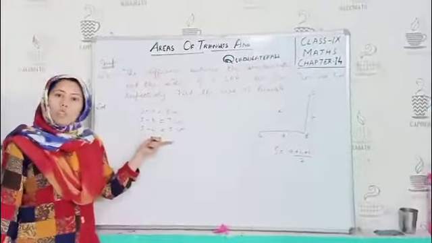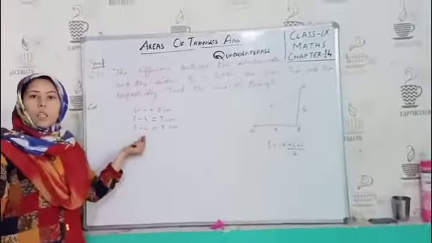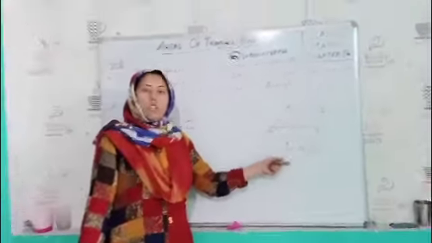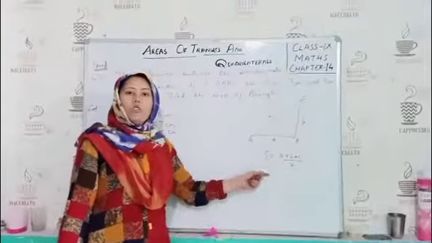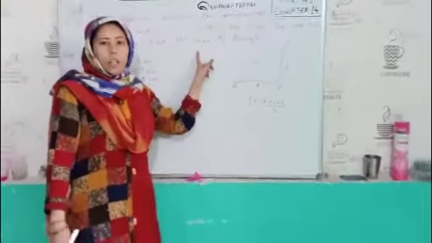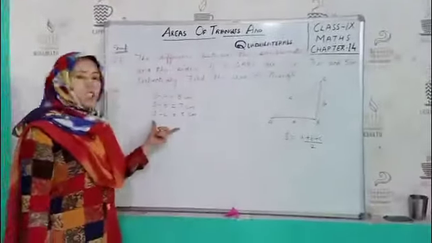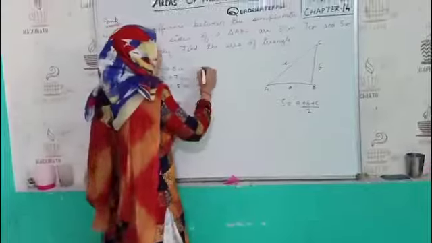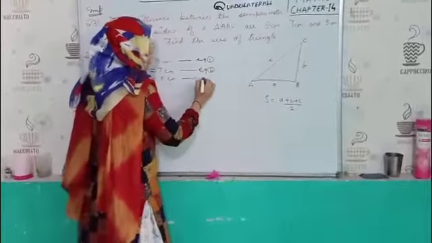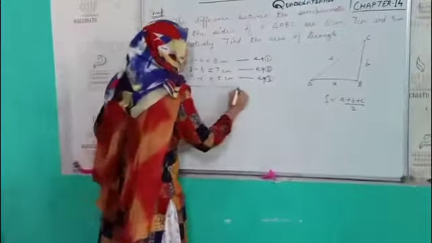These values are given. We don't know the value of s, and we don't know what a, b and c are. So first of all we have to calculate the value of s, and the values of a, b, c. Then we are able to find the area of the triangle using Heron's formula. Understood? So these are three equations. This is your equation 1, this is your equation 2, this is your equation 3. Add all these three equations.